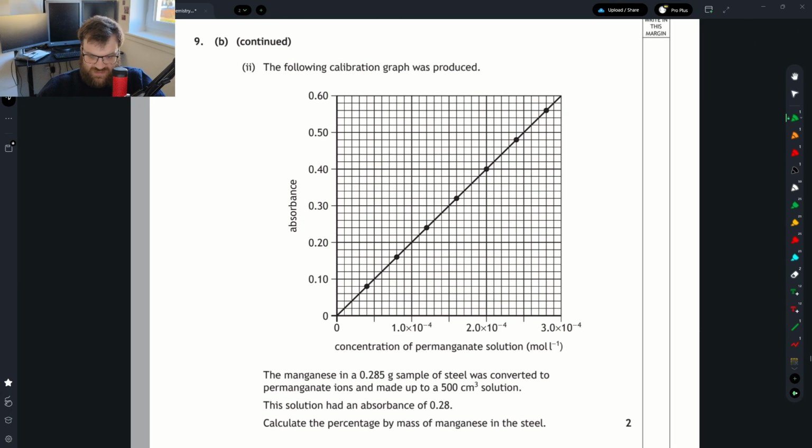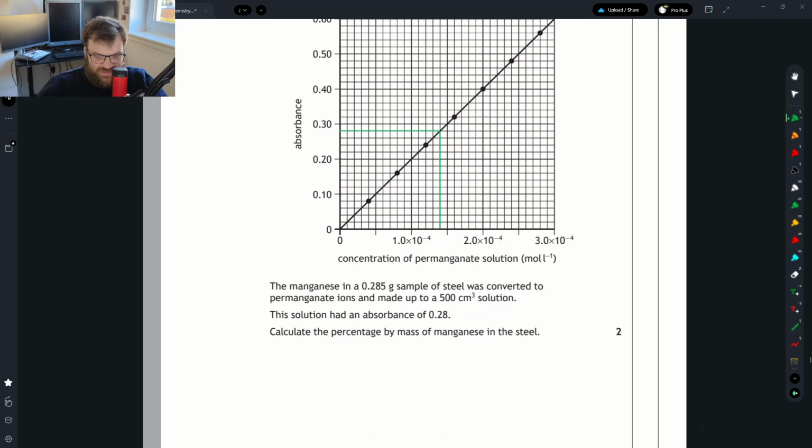Okay, so the question is telling us what value we've got. 0.28 would be one box down. So that would give us 1.4 times 10 to the minus 3 as our concentration of permanganate. That's times 0.5, it's 500 centimetres cubed. n will equal 7 times 10 to the minus 5.